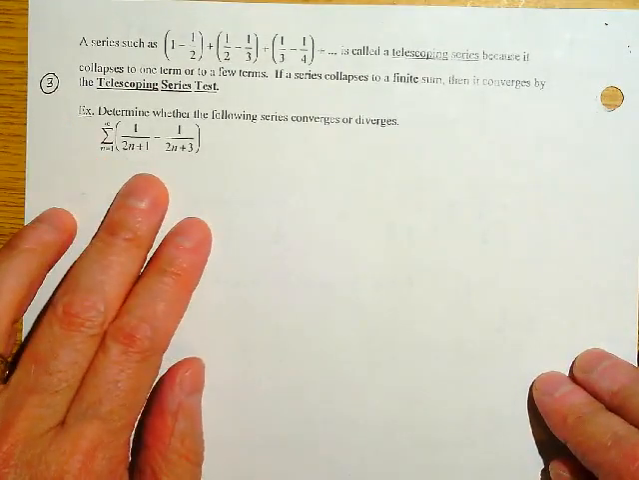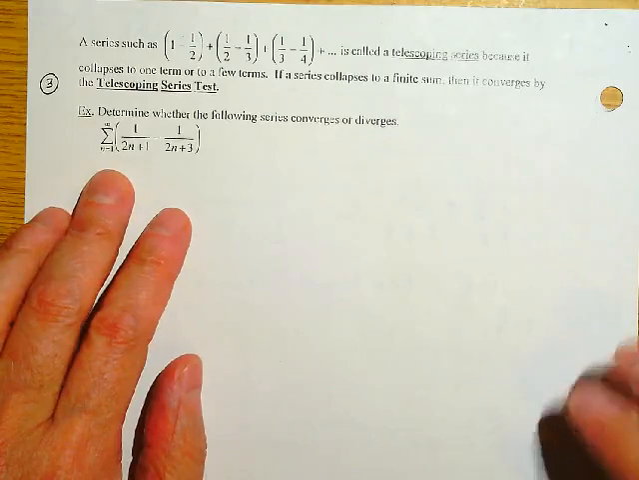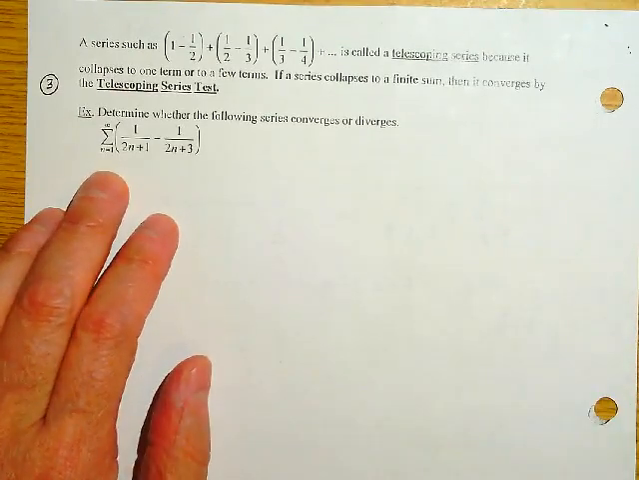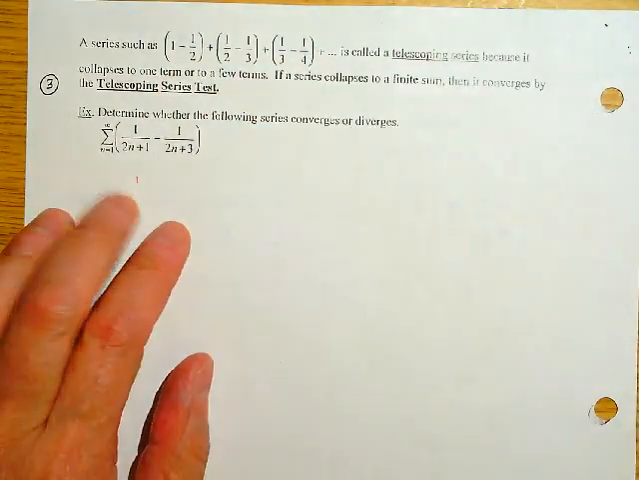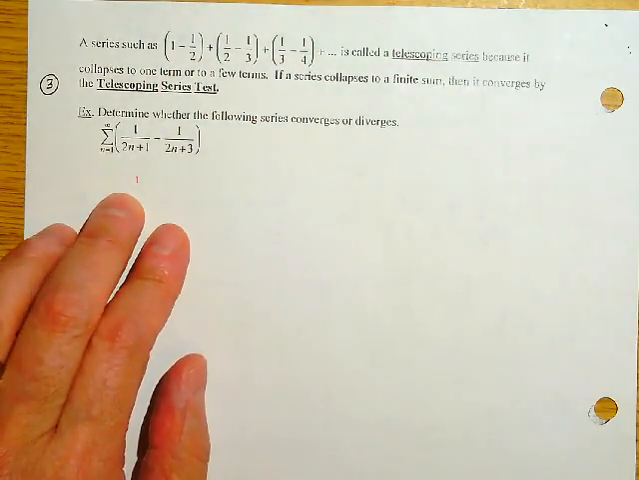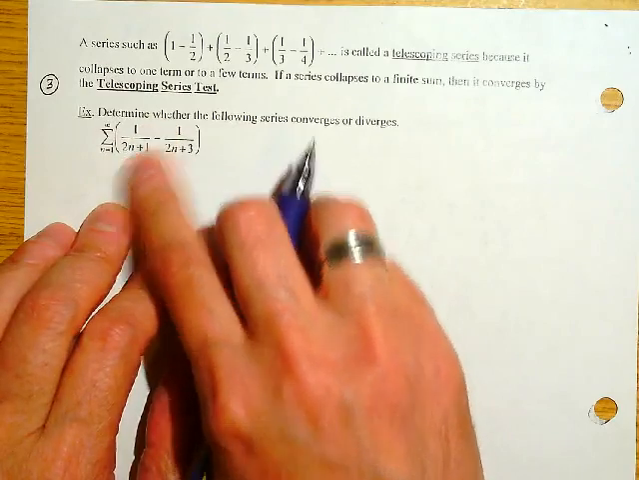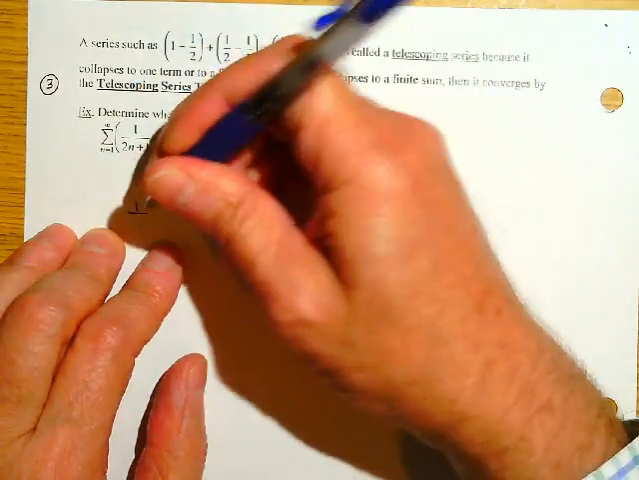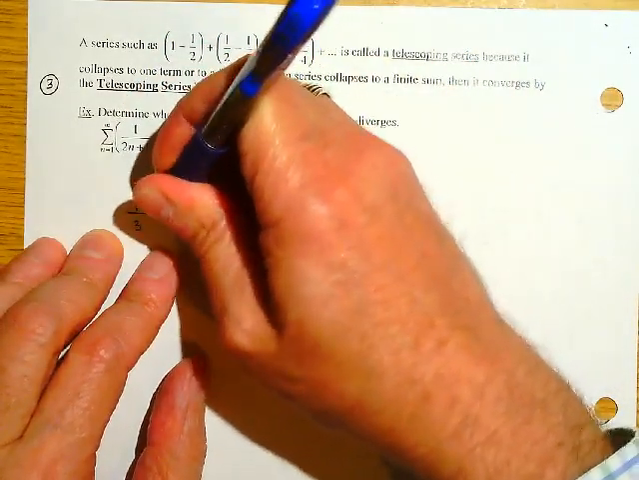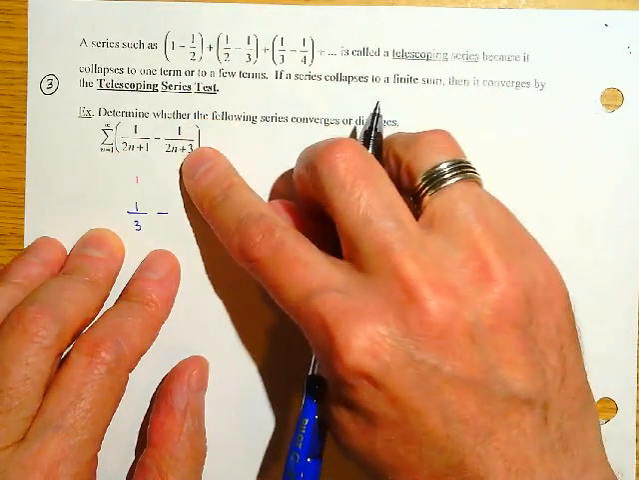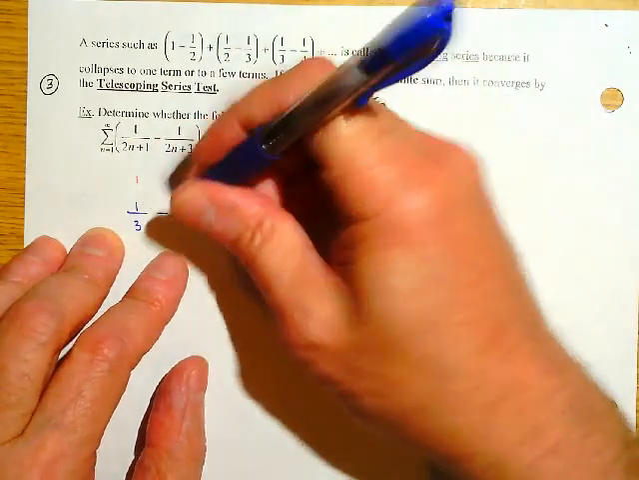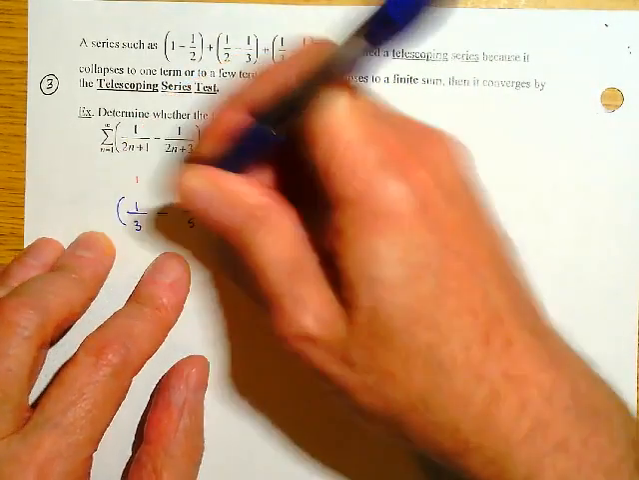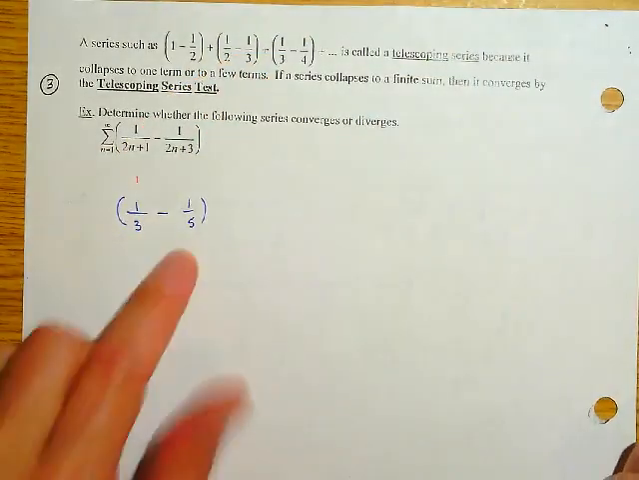Determine whether the following series converges or diverges. I'm going to expand this out. So when n equals 1, and again, if it helps you to do this, make a little 1, 2, 3, etc. So when n equals 1, I'm going to plug in 1 for my n. I get 1 over 2 plus 1, that's 1 over 3, right? Minus 1 over 2 times 1 plus 3, which would be 1/5. That's my first term. So I'm just going to group those together.